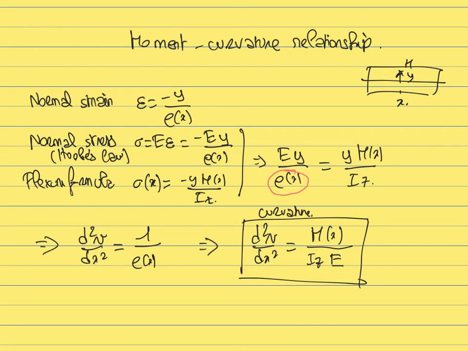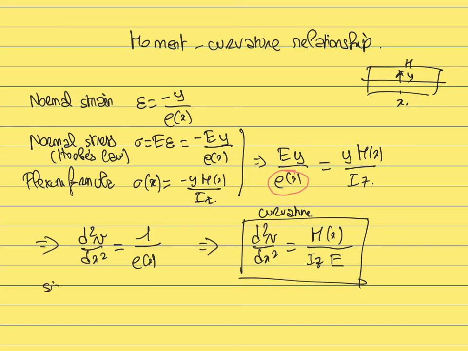It's telling you that the internal moment M is going to dictate the curvature of the beam. So if you know the internal moment, you divide it by the Young's modulus and the moment of inertia, and that gives you the curvature. So this is the moment curvature relationship. It's telling you that the internal moment within the beam will tell you the curvature.